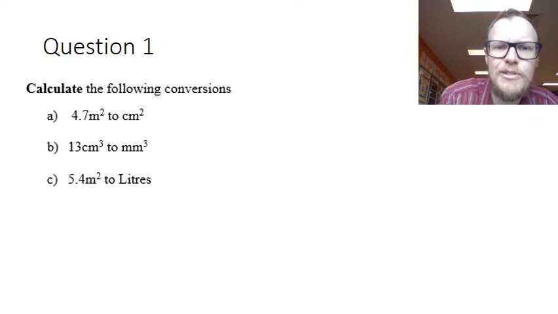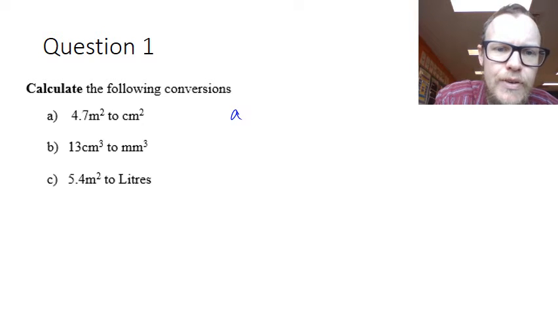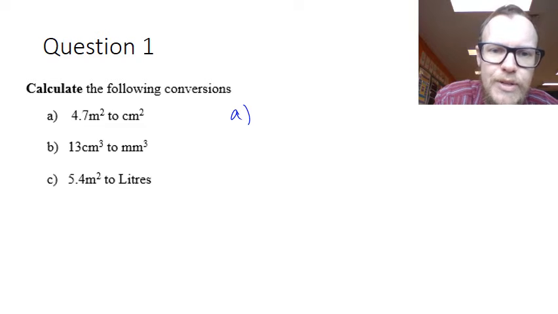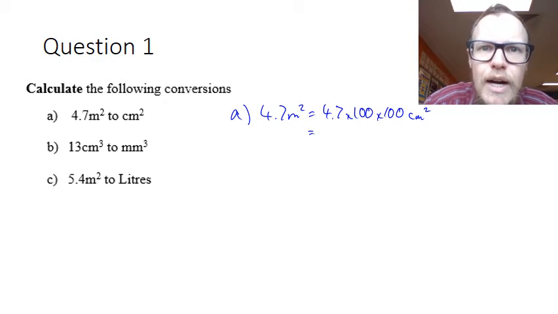Okay, going through the practice test solutions, looking at question one, we've got our first one here, A. We need to convert 4.7 square meters to centimeters squared. So 4.7 square meters is going to equal 4.7 times 100 times 100 centimeters squared. And the reason for that is because there are 100 centimeters in a meter, and there are 100 times 100, 100 squared centimeters in 1 square meter.